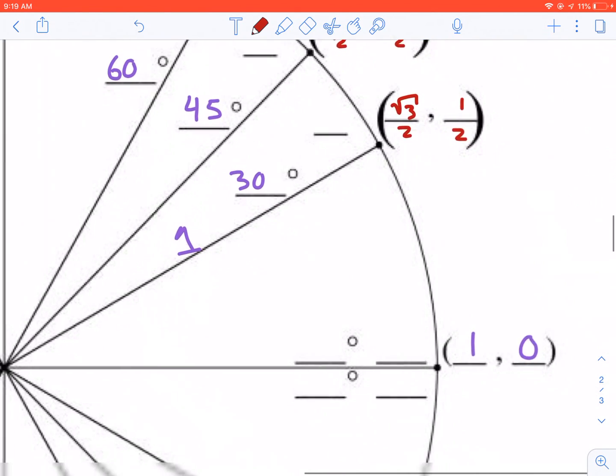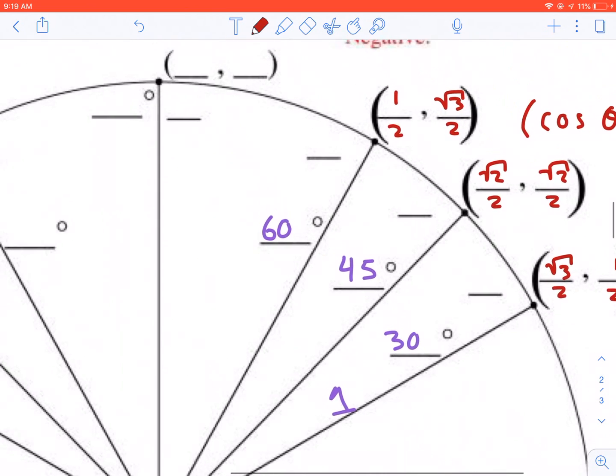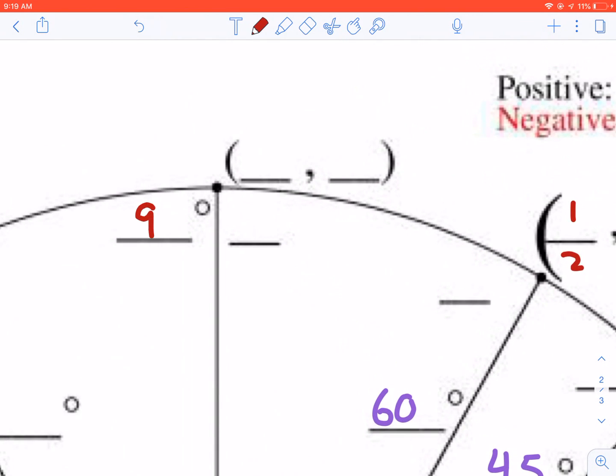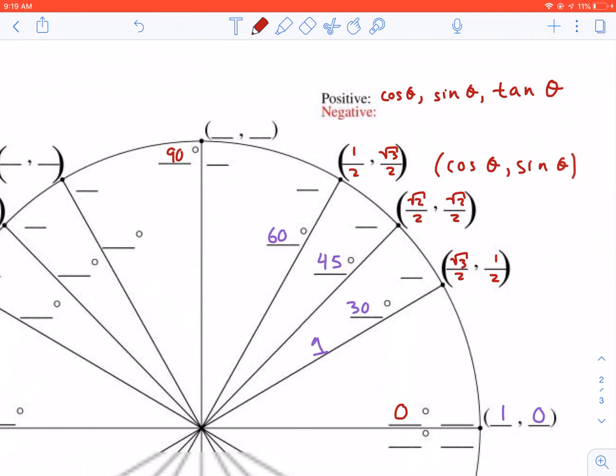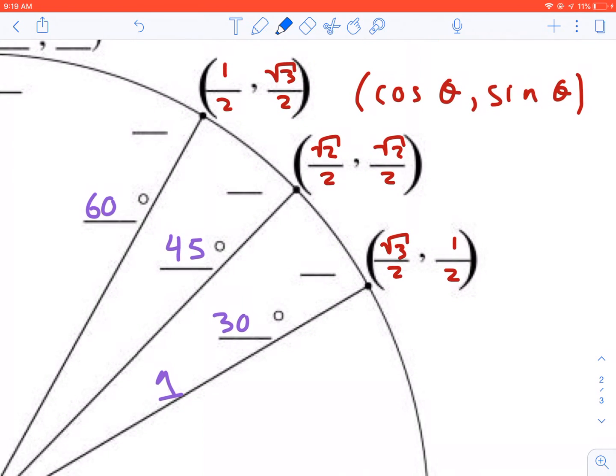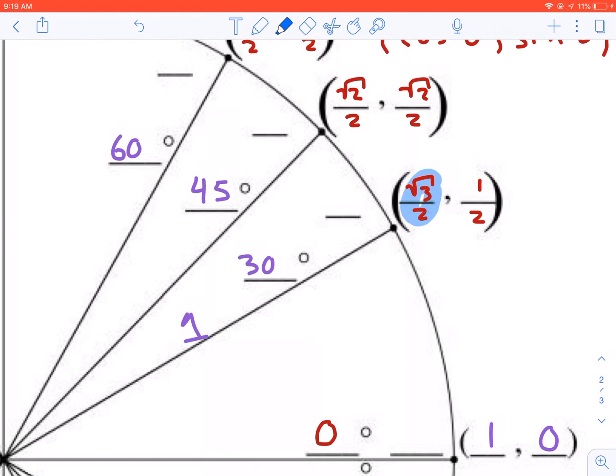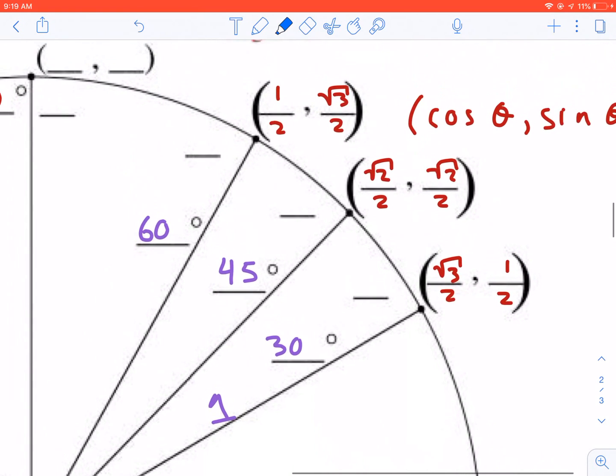Right, and of course we also have 0 degrees and 90 degrees. So how can this unit circle help us? Well, if you look at these coordinates, you can say, all right, cosine of 30 is radical 3 over 2, because that's the x-coordinate. Sine of 30 degrees is a half. Sine of 60 degrees is radical 3 over 2. Cosine of 45 degrees, looking at that coordinate, that's radical 2 over 2.